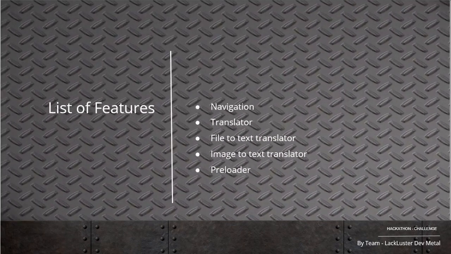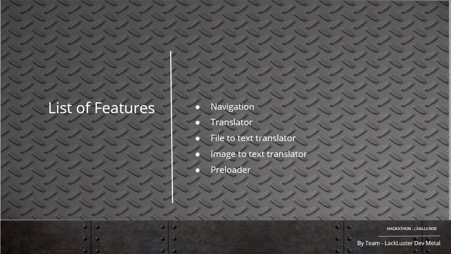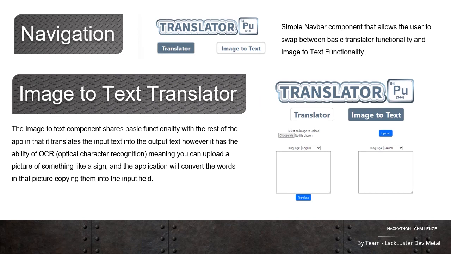In the next section, we'll be looking at the list of features, which include navigation, translator, file-to-text translator, image-to-text translator, and preloader. Just to quickly note, the simple navigation component basically allows the user to swap between basic translator functionality and image-to-text functionality. The image-to-text component shares basic functionality with the rest of the app in that it translates the input text into the output text. However, it has the ability of OCR, optical character recognition, meaning you can upload a picture of something like a sign and the application will convert the words in that picture, copying them into the input field.